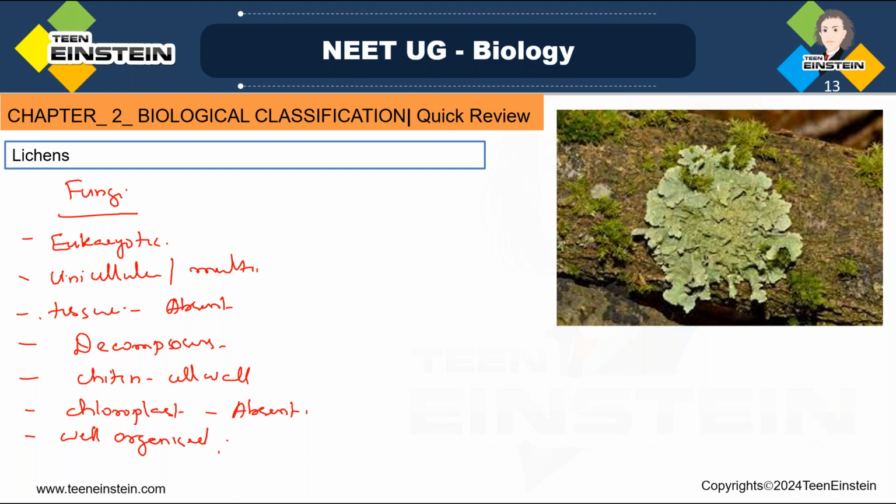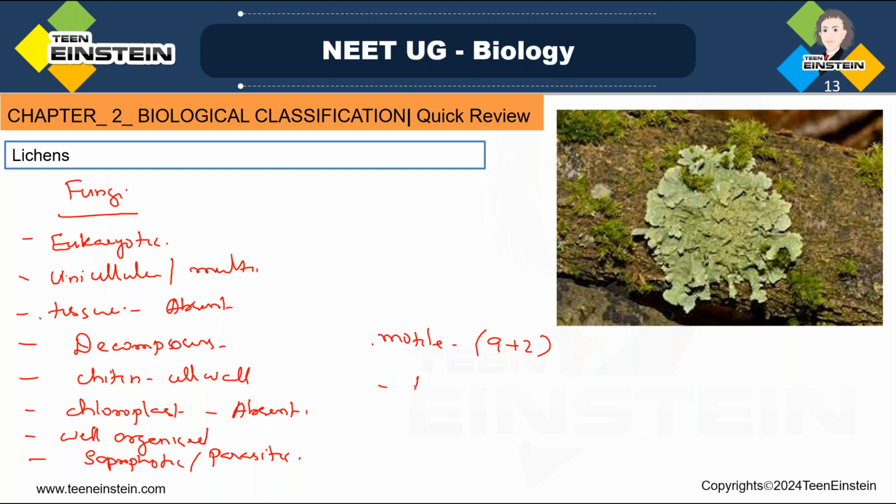Then their nutrition: they are heterotrophic. That means whether they are saprophytic or parasitic, they depend on other organisms for their food. Saprophytic or parasitic mode of nutrition, that is heterotrophic mode of nutrition. And motility: they are motile, and the 9+2 form of flagella is present.